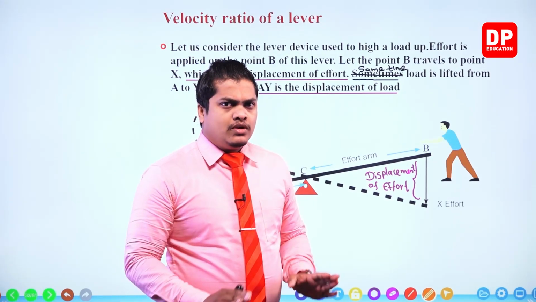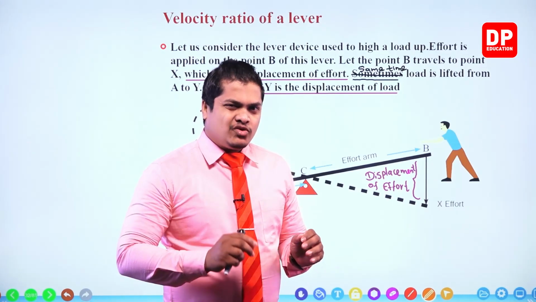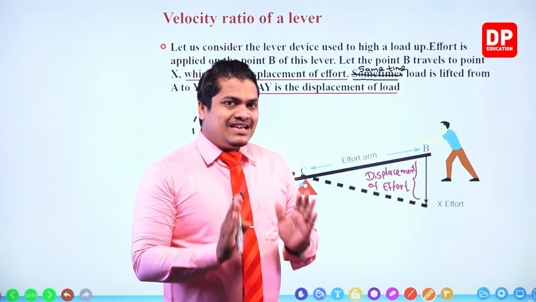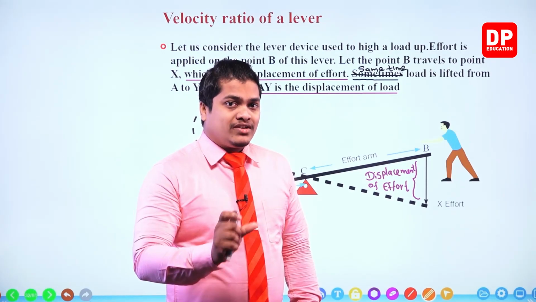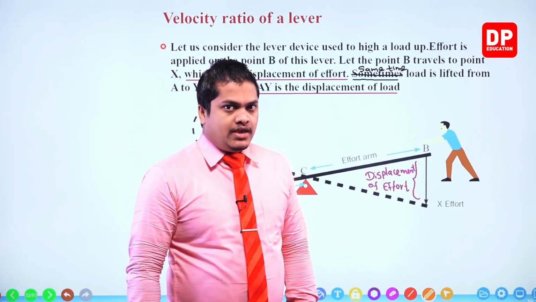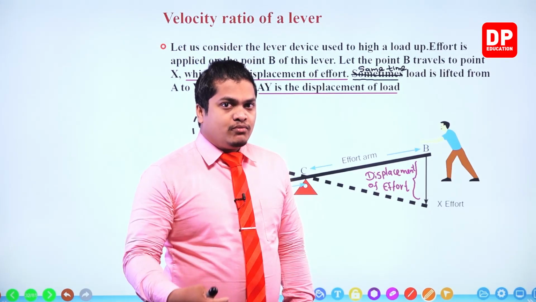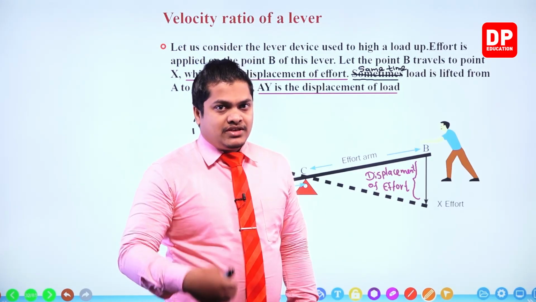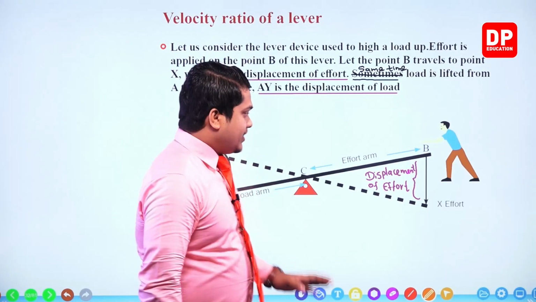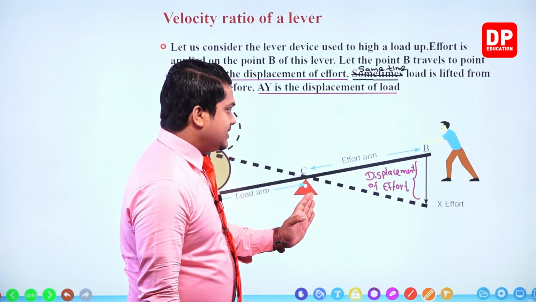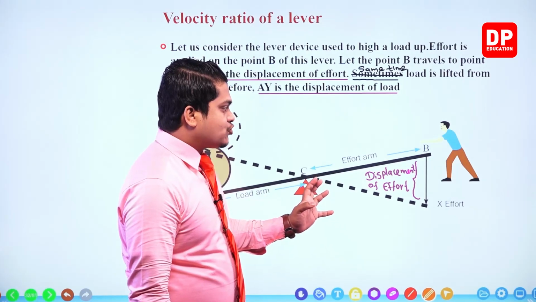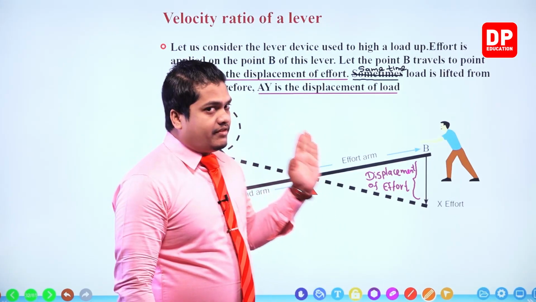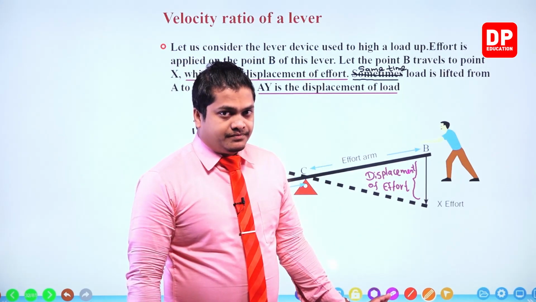Just for now, displacement means actually it is also a distance, but it is the simplest or the shortest distance between 2 points. That means we always have to measure this distance using a straight line. So displacement of effort means the straight line distance which the effort has traveled during the operation of the lever.